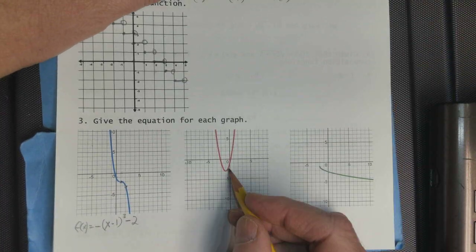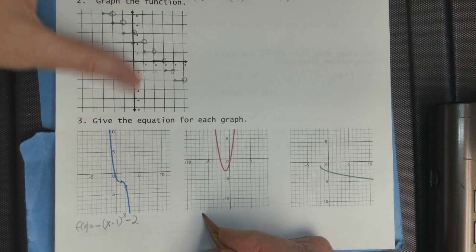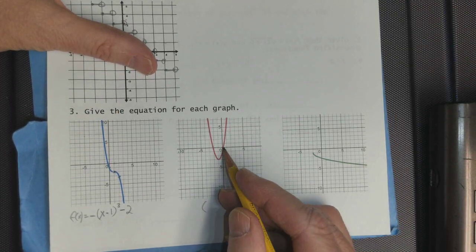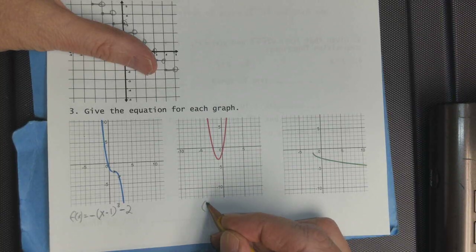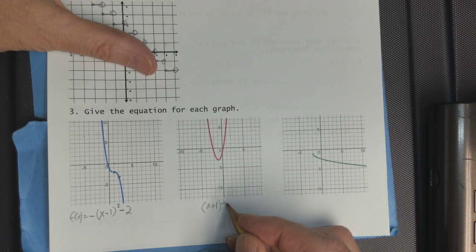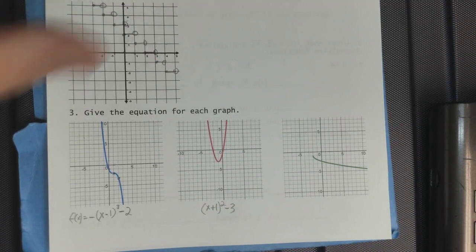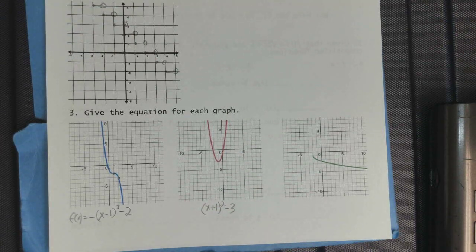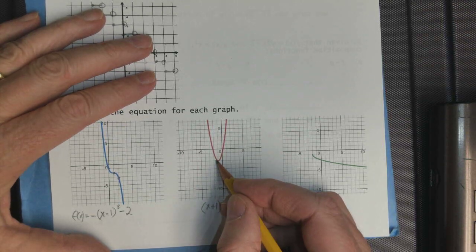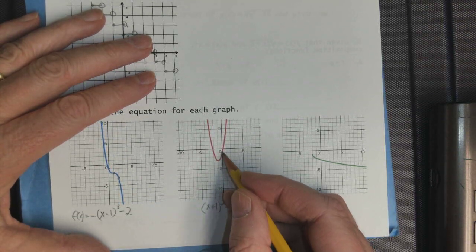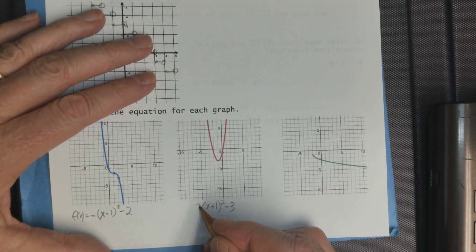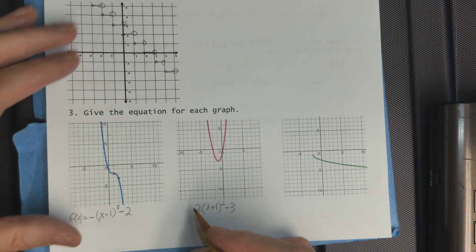Okay. This one looks like a quadratic. So I'm going to go one left, so x plus 1 squared, and 3 down. Go minus 3 there. And if I go 1 unit to the right, it looks like I'm going 2 up instead of 1 up. So it's being multiplied, stretched by 2.